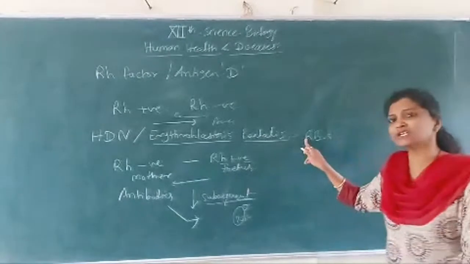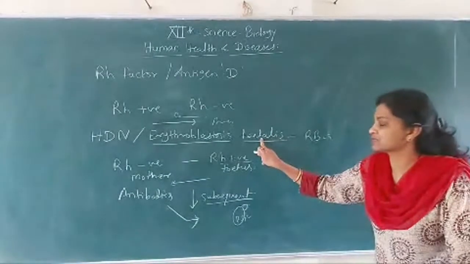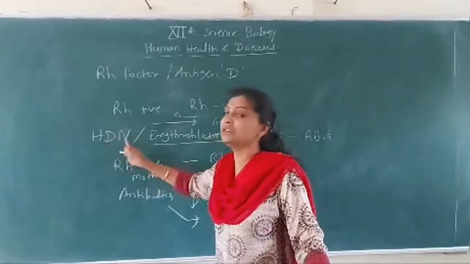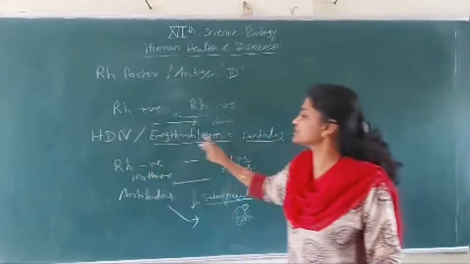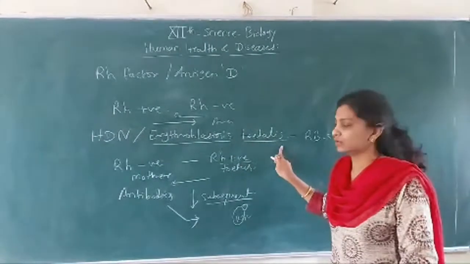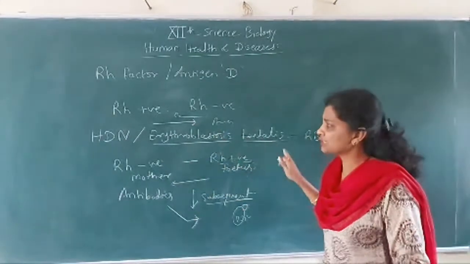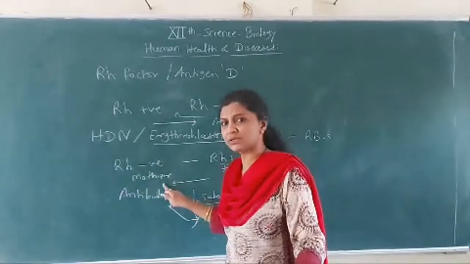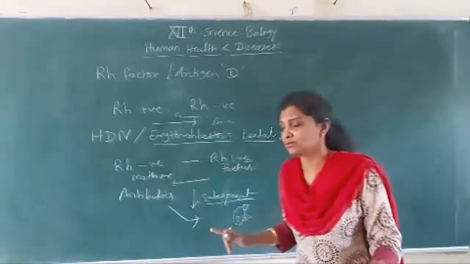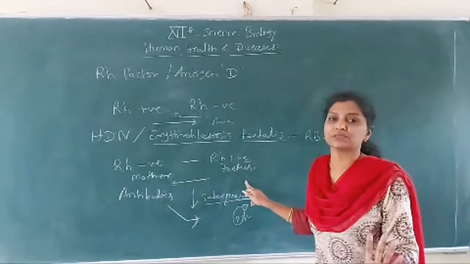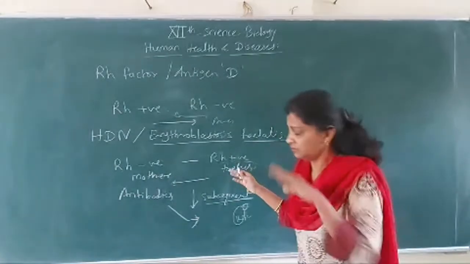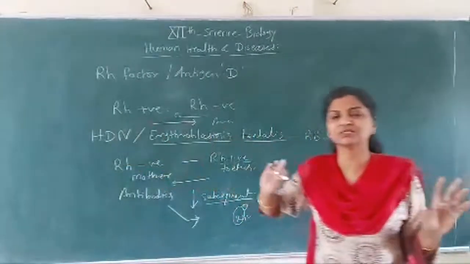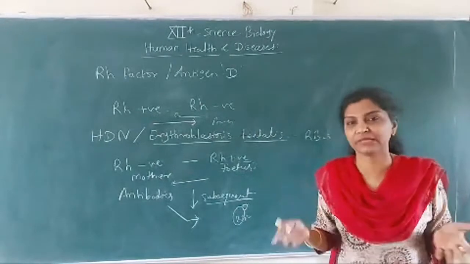So destruction of RBCs in the fetus is called hemolytic disease in the newborn. It is also called erythroblastosis fetalis. So that is the condition when an Rh negative mother conceives an Rh positive fetus. So what happens in this? The chances of HDN, hemolytic disease of the newborn or erythroblastosis fetalis.